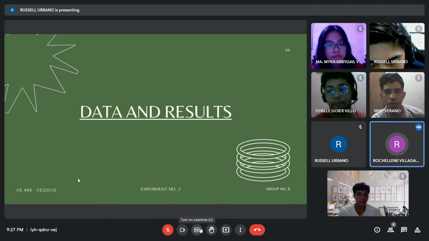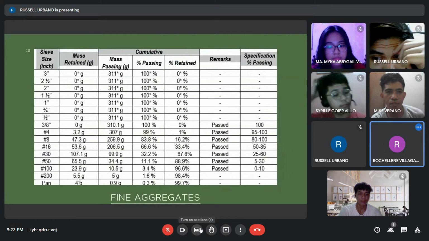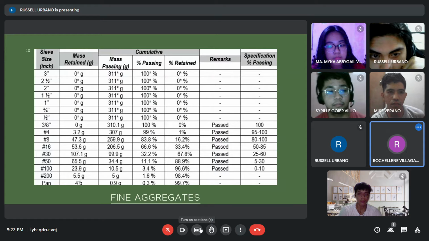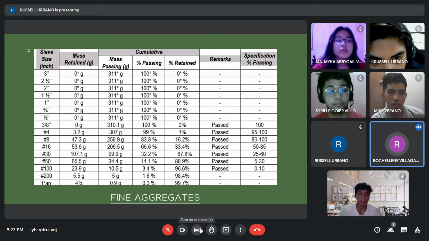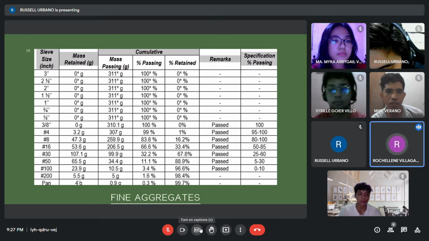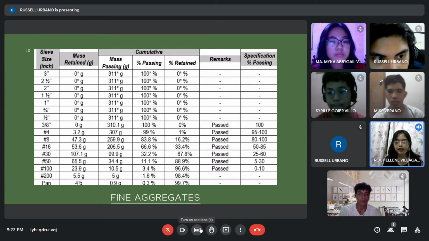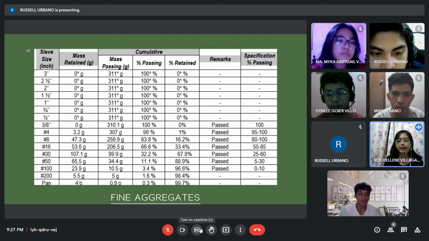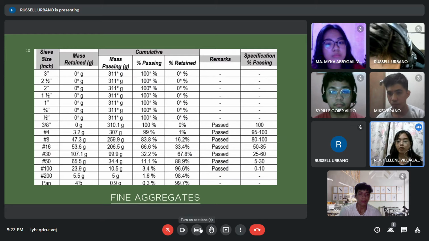Next is data and results. As we can see in the PowerPoint, the details from 3/8 inches up to the pan can be seen in the video, except the cumulative percent passing, cumulative mass passing in grams, and remarks. In getting the cumulative mass passing, we use the formula total mass retained times percent passing over 100.